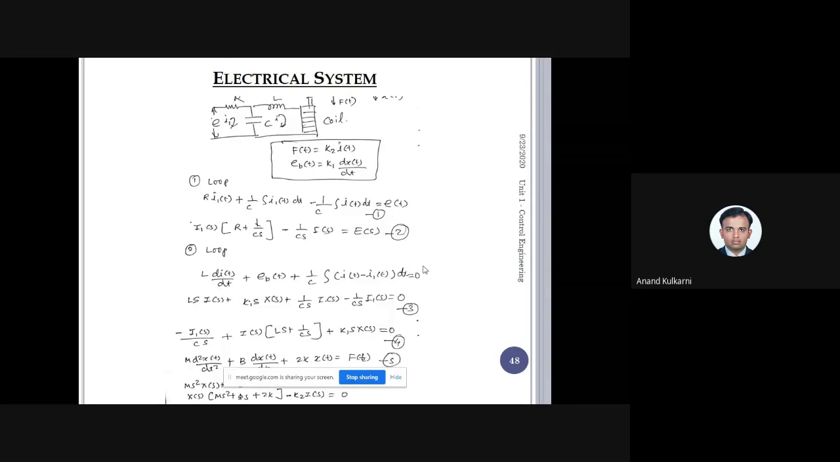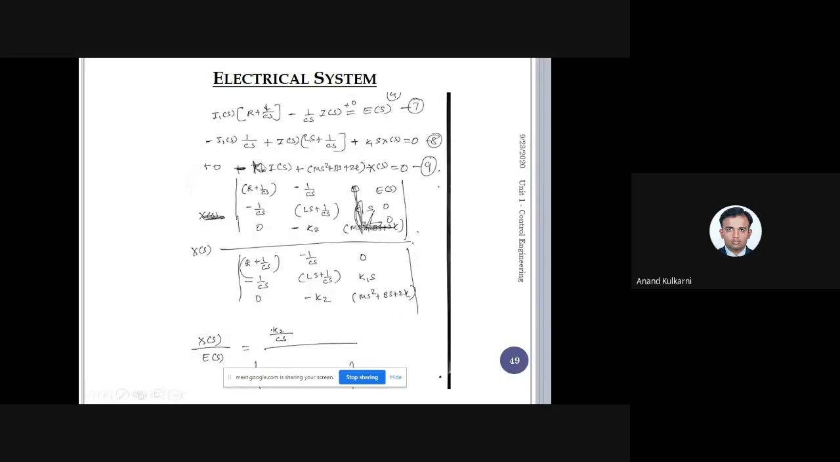And then I have written the third equation. So all the three equations I have represented here. So this is equation 2, this is equation 4, this is equation 6. I have rewritten in a proper shape. That is, first I have written the coefficients of I1, then the coefficients of I, then the coefficient of X and the right hand side, because there is a first loop, there is a second loop, there is a spring mass system.